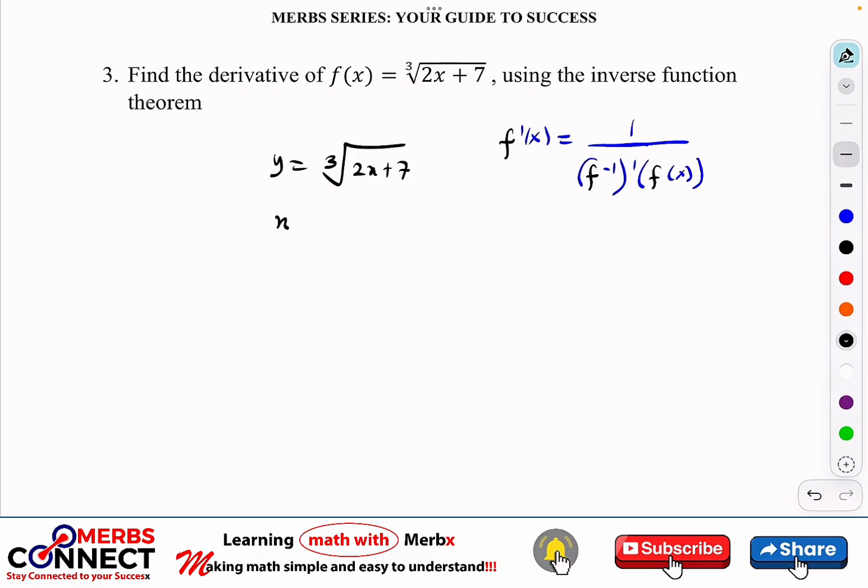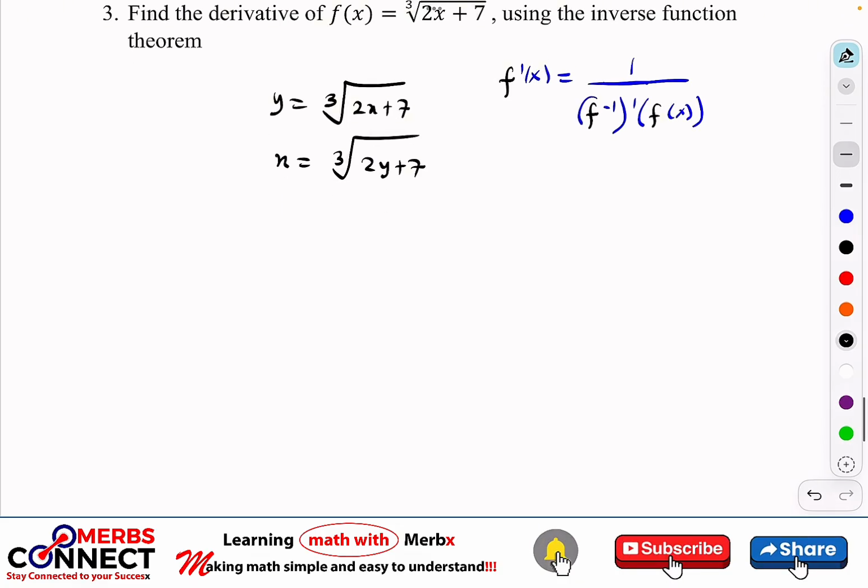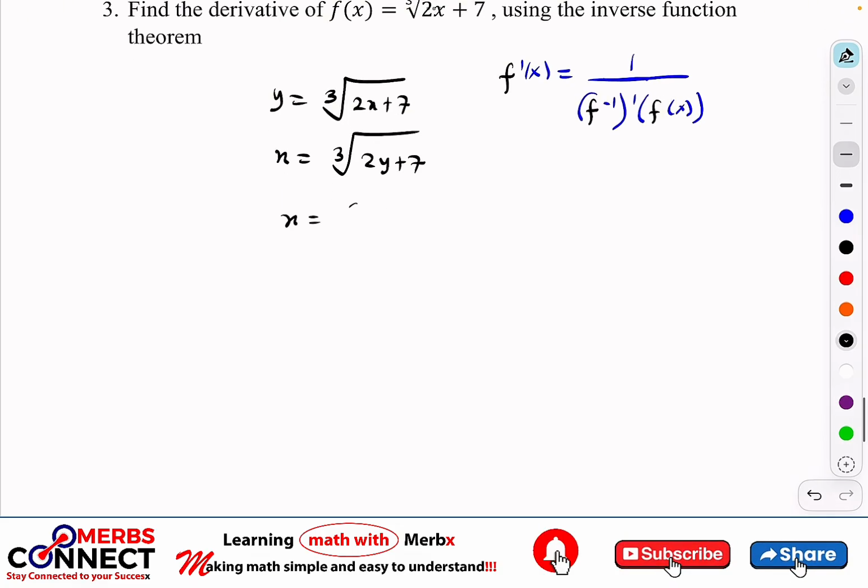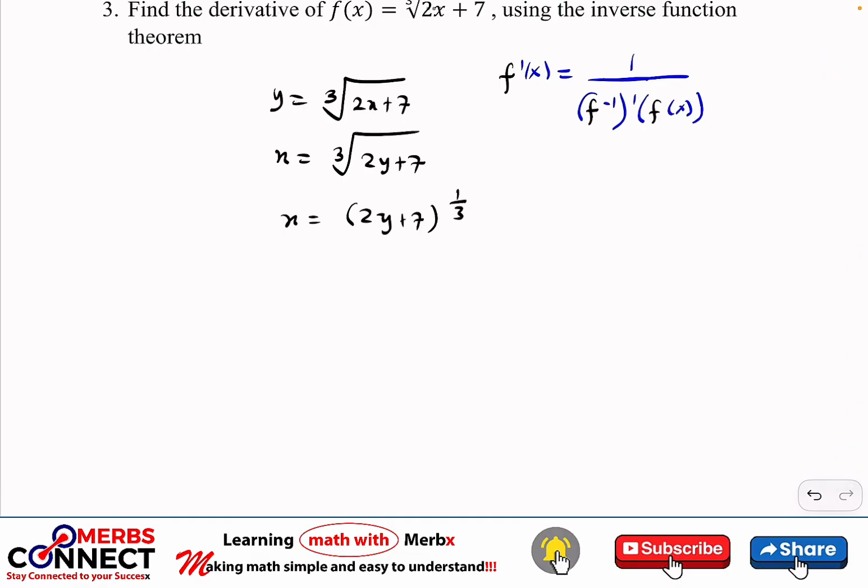So I interchange x and y and have 2y plus 7. But cubic root is the same as 1/3, right? Great. Now, because I want to make y the subject, I need to get rid of this. How can I get rid of this? So 1/3, if I multiply this one by 3, of course, I can cancel this one and 1/3 will go. So I will decide to multiply this one by 3.